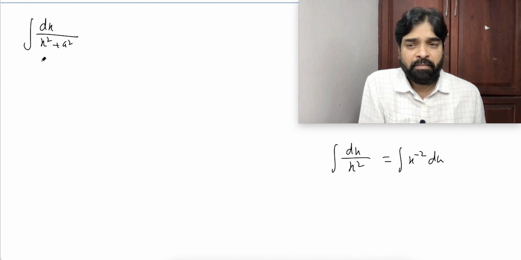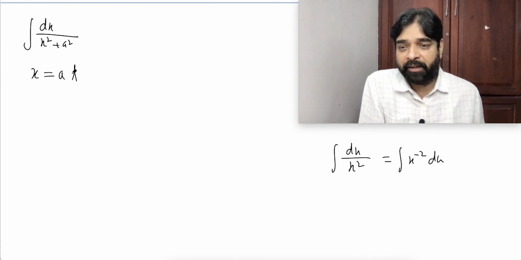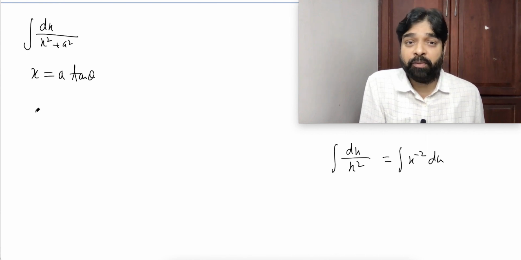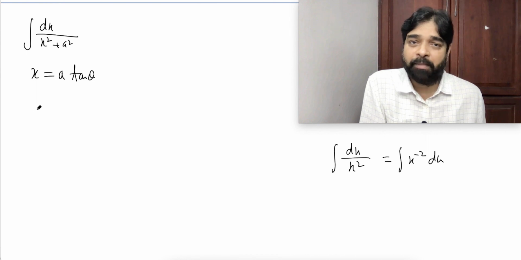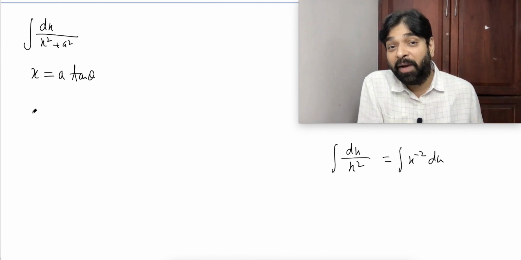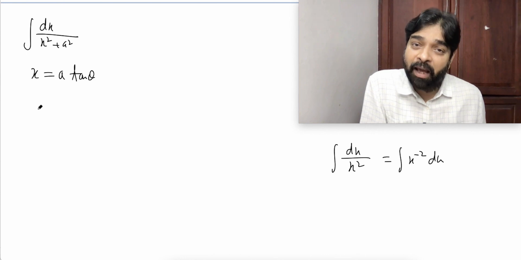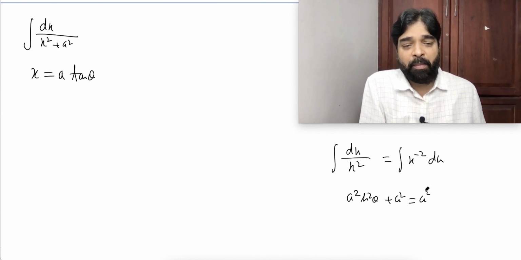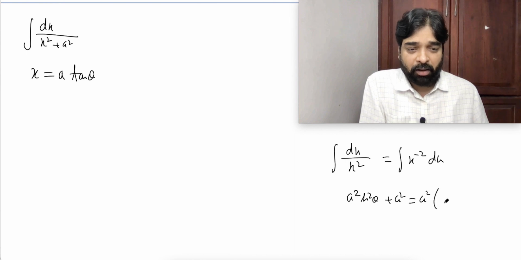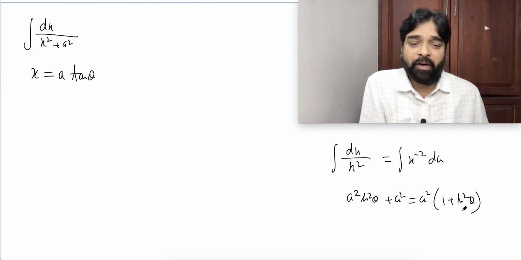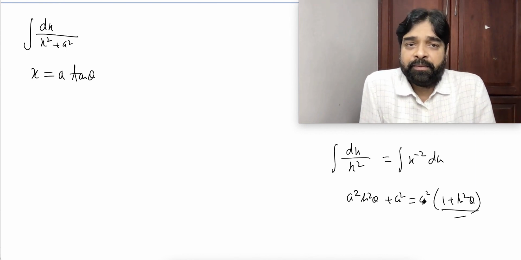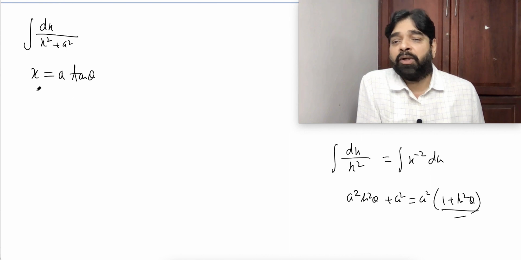And what substitution? x equal to a tan theta. You may say, sir, x equal to a cot theta also we can substitute. Yes, very much you can. There is no problem. But x equal to a sine theta, why not, sir? Nothing will happen, because if you put x equal to a sine theta here, you will get a square sine square theta plus a square. If you take a square common, you will get 1 plus sine square theta, and that cannot be changed. Is it clear? So I am putting x equal to a tan theta.